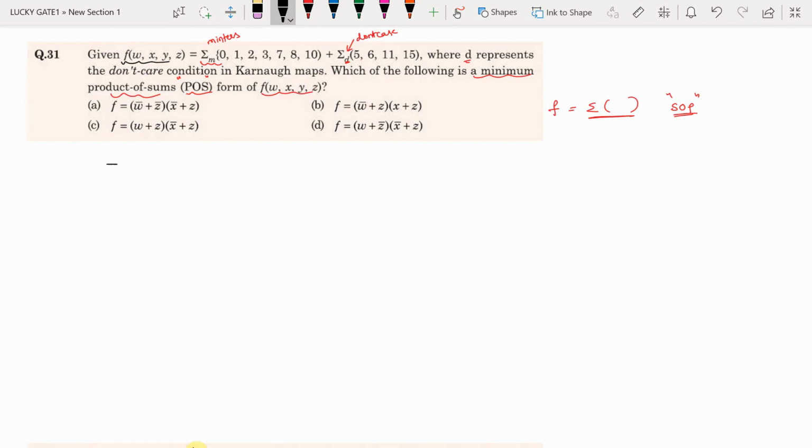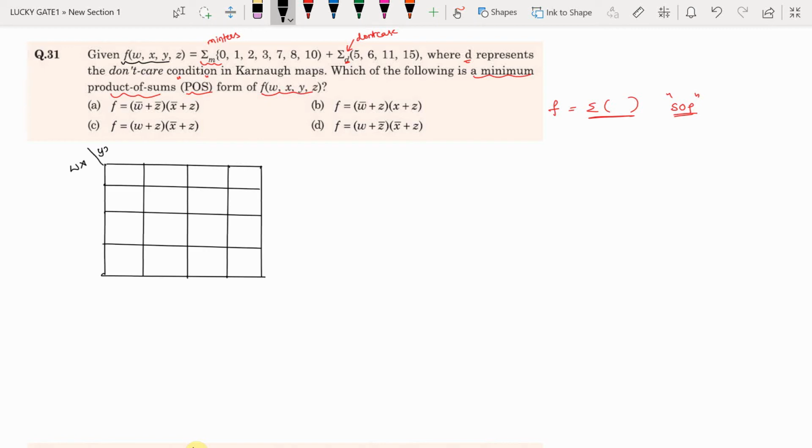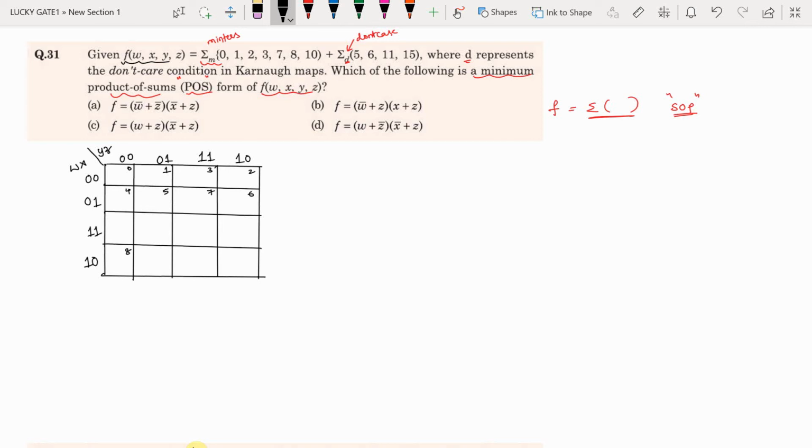Now, because the function is a 4 variable function, we have to represent this with a 4 variable map. A 4 variable map will have 16 squares, which are numbered from 0 to 15. In the horizontal, I am taking wx, in the vertical, I am taking yz. Now, Karnaugh maps are represented with minterms. Here I am drawing the Karnaugh map. This is minterm 0, 1, 2, 3, 4, 5, 6, 7. This is 8, 9, 10, 11, 12, 13, 14 and 15 minterms.